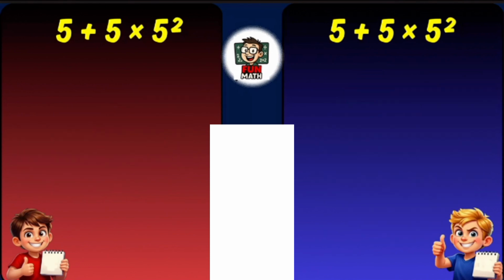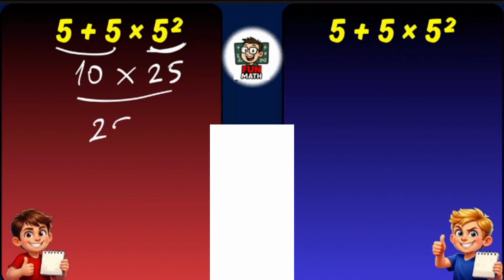First addition, 5 plus 5 equals 10. 2 power of 5 equals 5 times 5 equals 25. Finally, multiplication, 10 times 25 equals 250. Okay, if you solved the problem this way, you made a mistake.